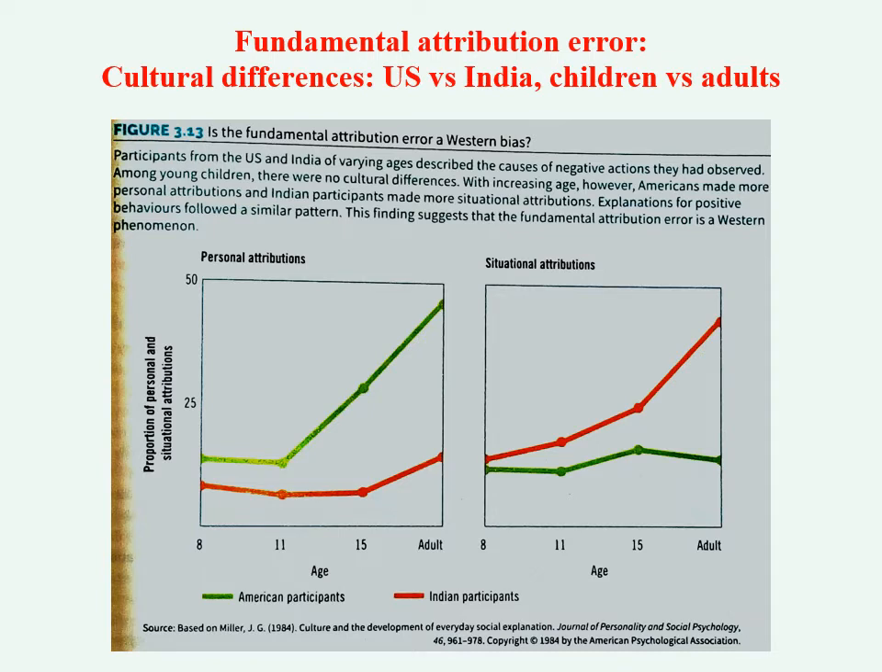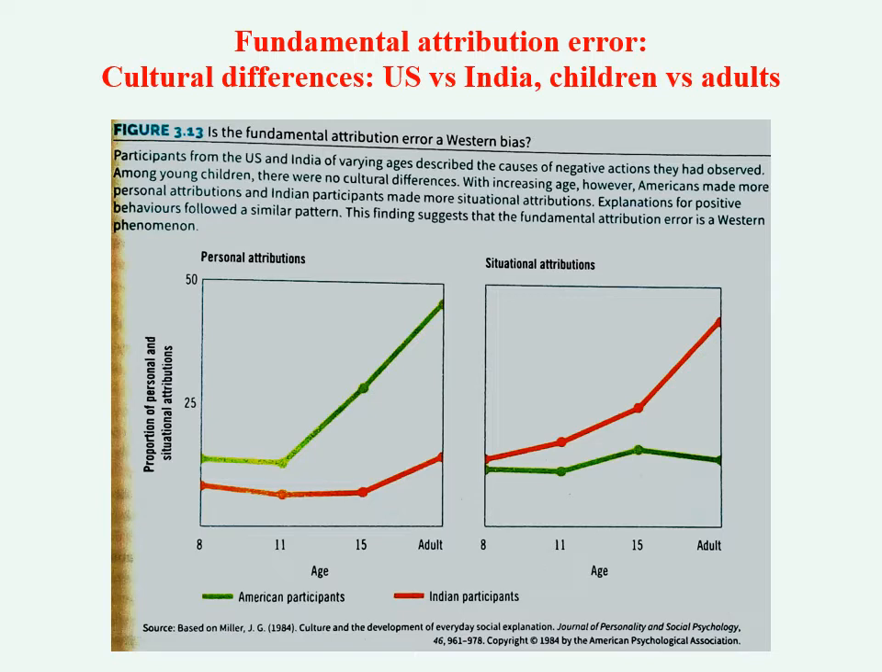Now, I mentioned earlier that the tendency to make dispositional attributions, the fundamental attribution error, correspondent inferences, may be partly a reflection of the cultural values of Western individualistic societies. And here is a neat study by Miller, 1984, comparing attributions in the United States and India, and also looking at age differences between children and adults. Basically what they found was that children do not differ very much in the two cultures in the way they make attributions. But when you look at adults, the differences are quite striking.